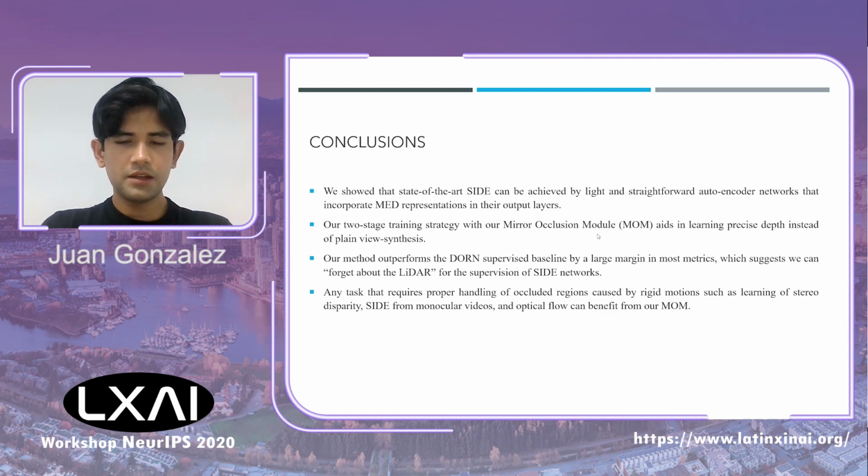In conclusion, we show that state-of-the-art single image depth estimation can be achieved by light and straightforward autoencoder networks that incorporate MET in their output layers, and that our two-stage training strategy with our mirror occlusion module aids in learning precise depth instead of plain view synthesis. Our method outperforms the DORN supervised baseline by a large margin in most metrics, which suggests that we can forget about the LiDAR for the supervision of single image depth estimation networks.